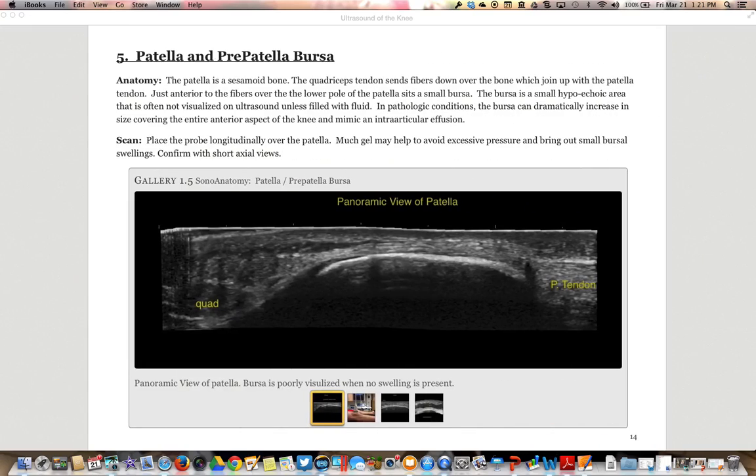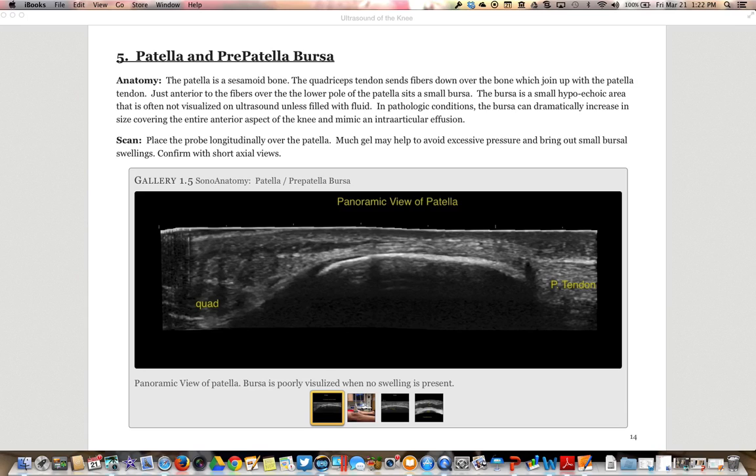Let's now talk a little bit about the patella. The patella is a sesamoid bone which fits within the quadriceps tendon as it sends fibers down to join up with the patella tendon. Just anterior to the fibers over the lower pole of the patella sits a small bursa. The bursa is a small hypoechoic area that's often not visualized on ultrasound unless it is filled with pathologic fluid. In pathological conditions, it will swell dramatically. When scanning this, place the probe longitudinally over the patella and use much gel to avoid excessive pressure, which might obscure a small bursal swelling.